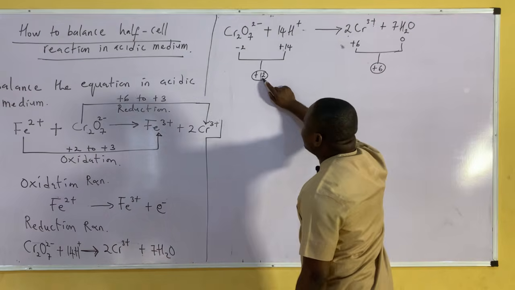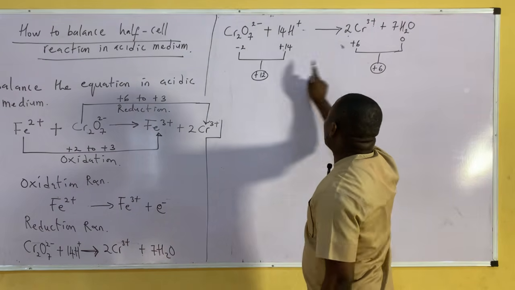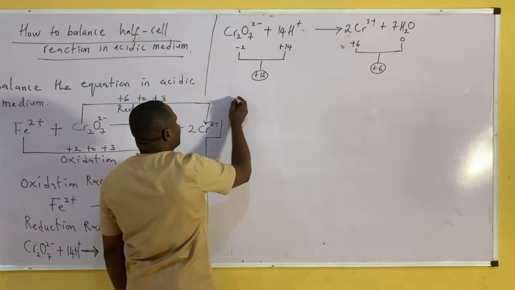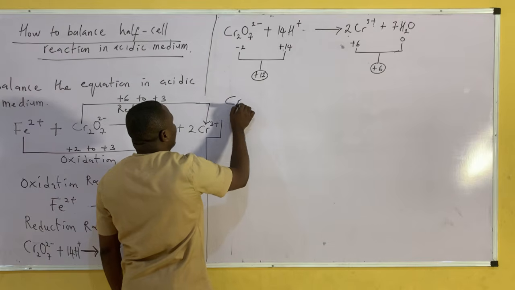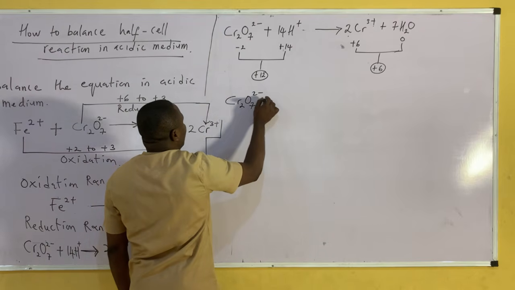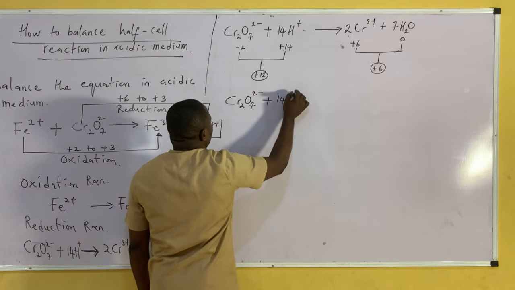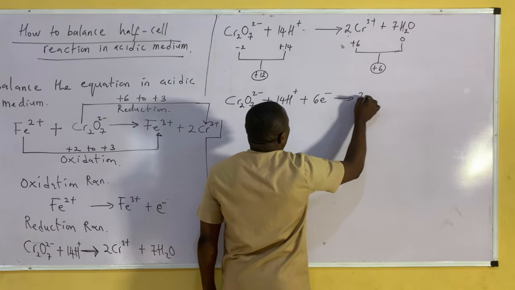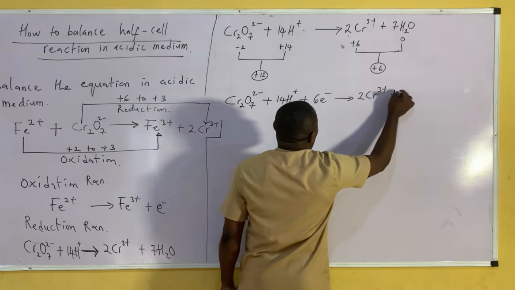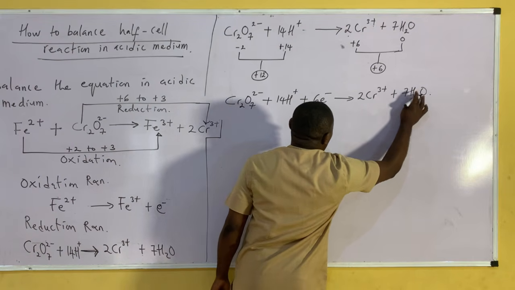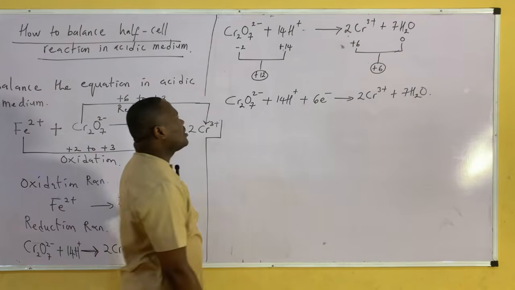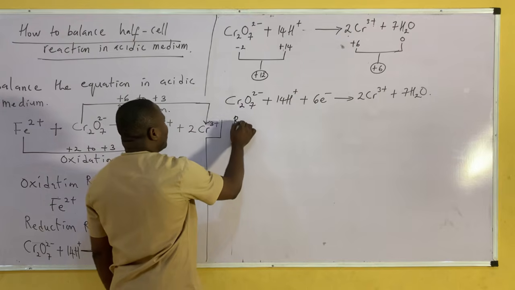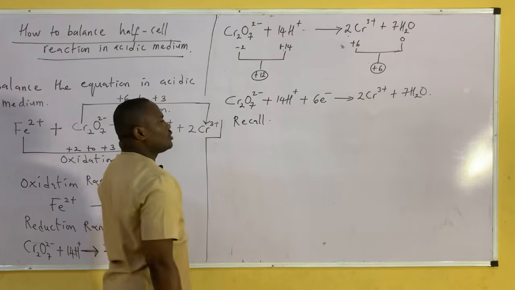So to balance 12 with 6, we said add 6 electrons. So I will add 6 electrons. It will now become Cr2O7 2- plus 14H+ plus 6 electrons to give us 2Cr3+ plus 7H2O. Now this is balanced. Now what is this concerning the reaction? Now remember, recall.